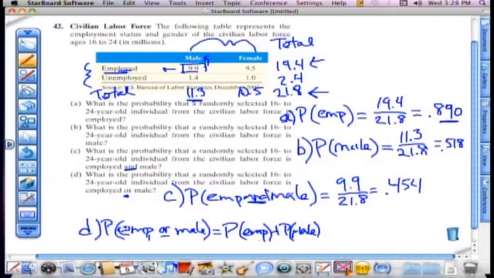And then we stop and ask ourselves, are these two events mutually exclusive? Can we select someone out that is both employed and male? And the answer is yes. We did it right here, right? Part C. So we're going to have to subtract out that overlap. So it's minus the probability that the person is employed and male.